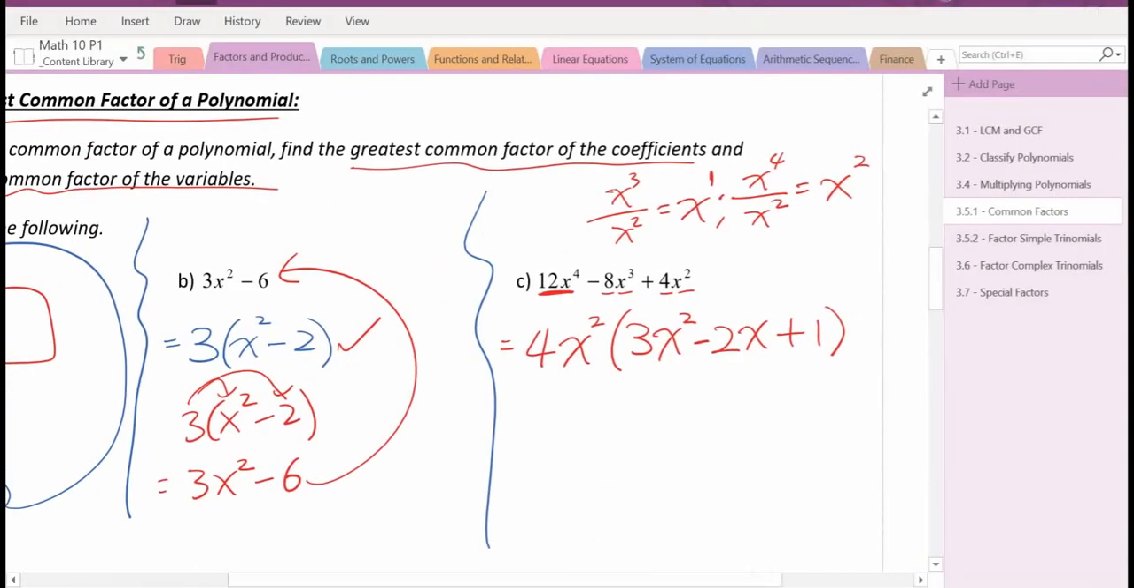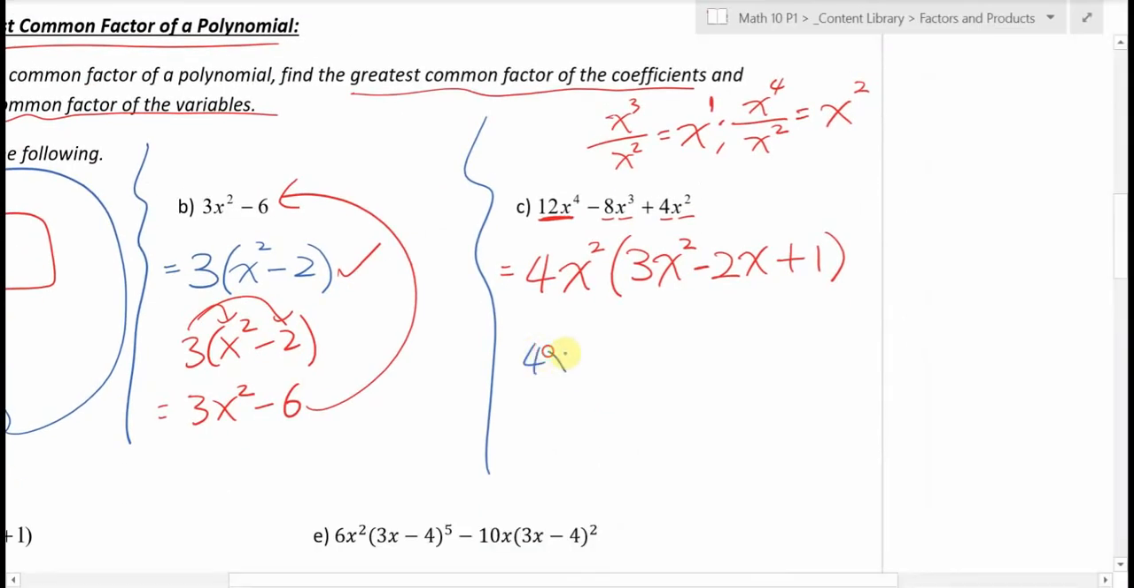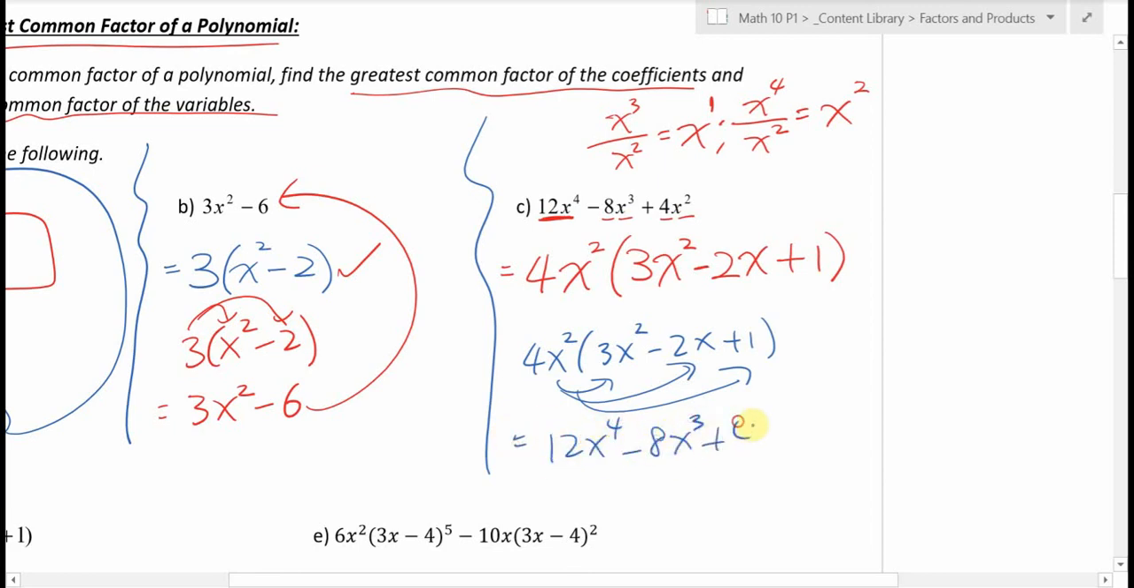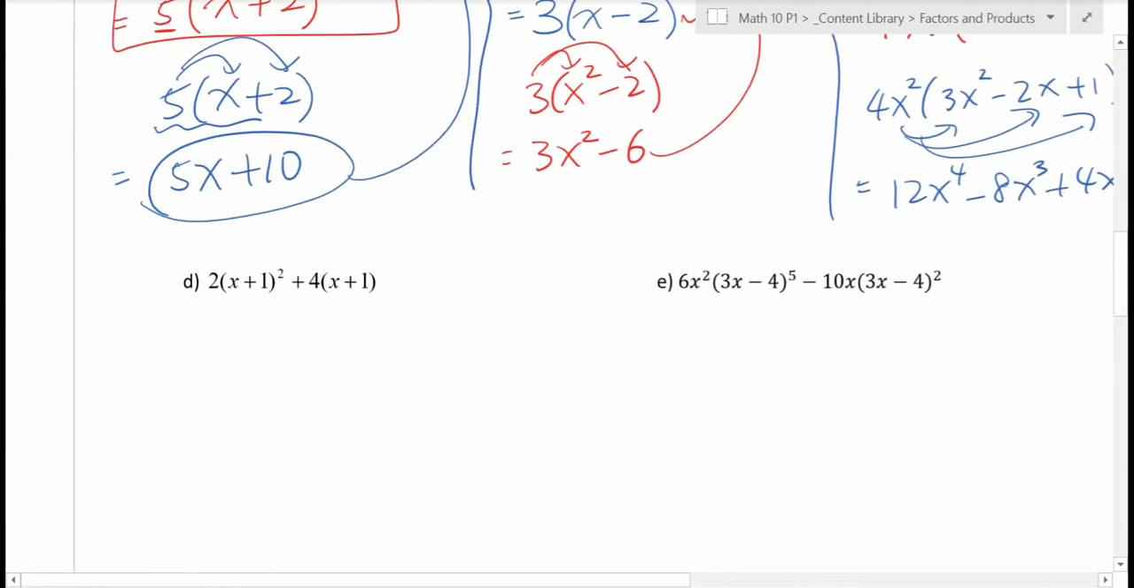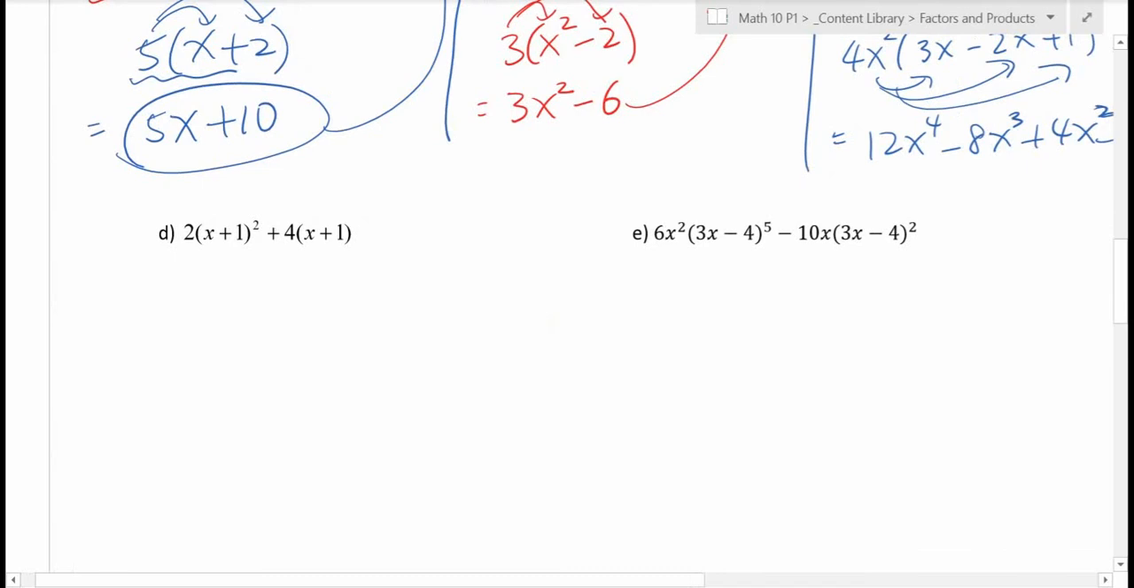And you can, again, always check by expanding it. And if you do that, multiply, you should get 12x to the 4 minus 8x cubed plus 4x squared. And that is exactly the same as what we have here. Okay, that means we did it right. Okay, for part D, a little bit different. So I'll show you this one here. We still have 2 terms, okay? And this one looks a little bit more complicated, but it's still 2 terms.